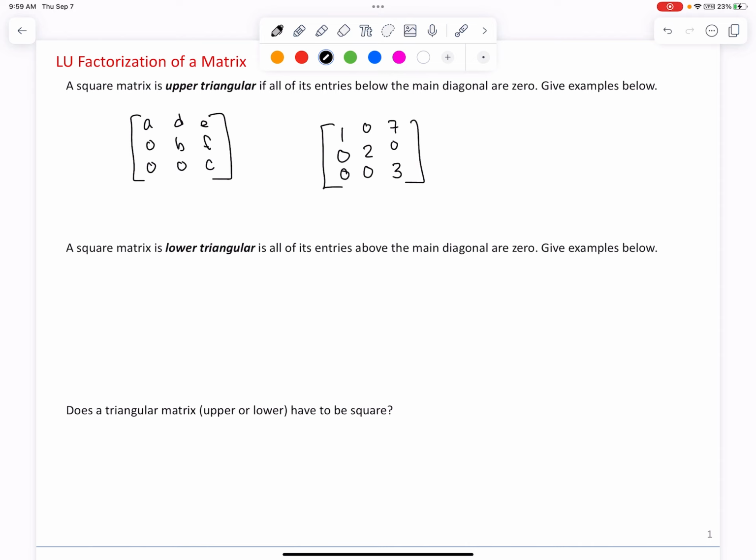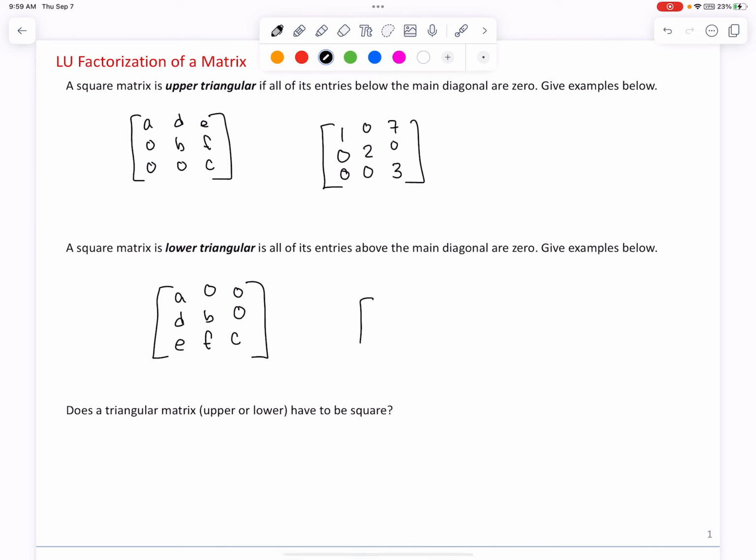Now, a lower triangular matrix is similar, except that the zeros must be above the main diagonal. And so I'll give a 3 by 3 example of this. Again, you can have A, B, C, anything you want on the main diagonal, as long as above the main diagonal, these entries here, so the 1,2, 1,3, and 2,3 positions all have to be 0. And then the other entries can be whatever they want as well. And this would be called a lower triangular.